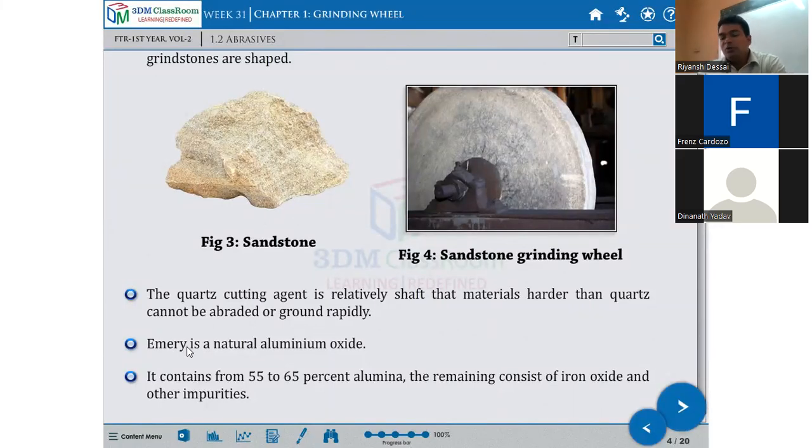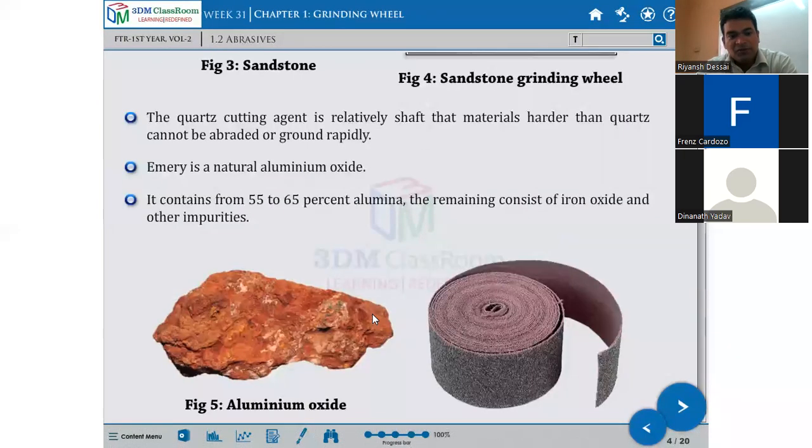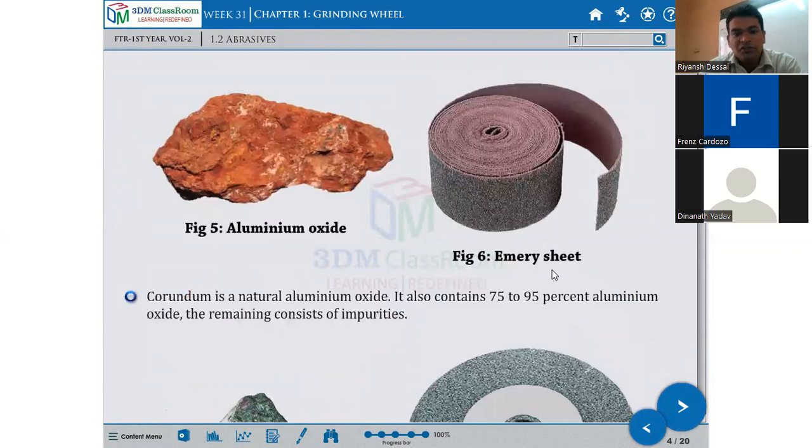Emery is a natural aluminum oxide. It contains from 55 to 65% alumina, and the remainder consists of iron oxide and other impurities. So these are the natural abrasives. The picture shows emery sheets. Aluminum oxide is extracted from this and put on this type of bed, and they are making the sand bed.